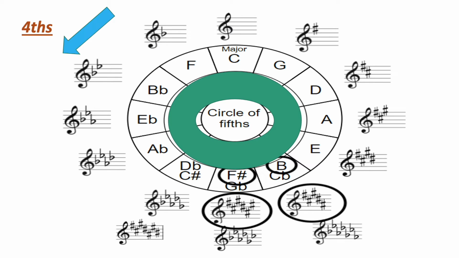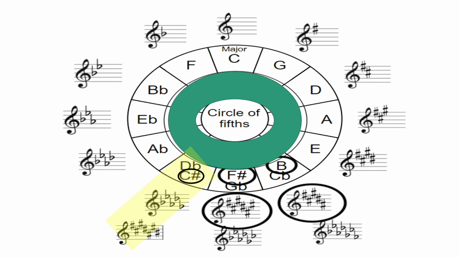So let's start with C. We've got C at the top, which has no sharps or flats. Then we have G, as we said before, has one sharp. D has two sharps, A has three, E has four, B has five, F sharp has six, C sharp has seven, or you could just think of it as the C major scale with every single note sharped.